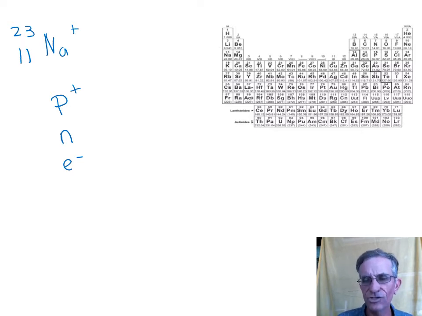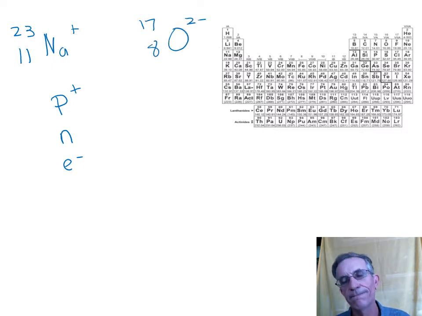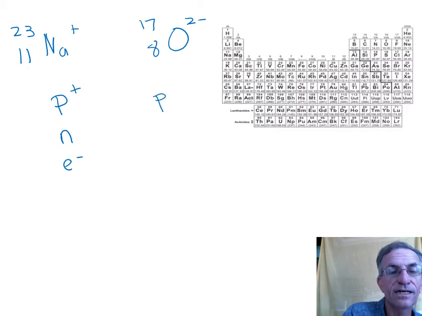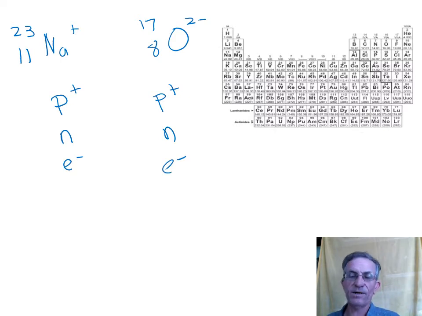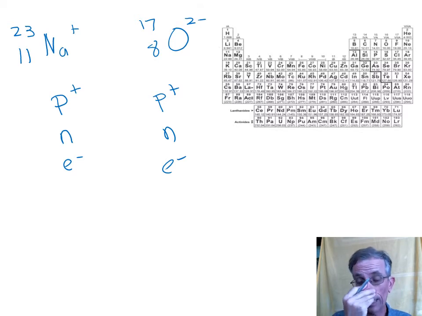Now, while we're at it, I'm going to show you one more. How about if I had 17, 8, O, and then 2 minus in the corner? Again, based on that symbol, I want to figure out how many protons, neutrons, and electrons are in this thing. A couple things I want to point out to you. Point number 1 is that both of these things are ions. I know that because I see a charge.